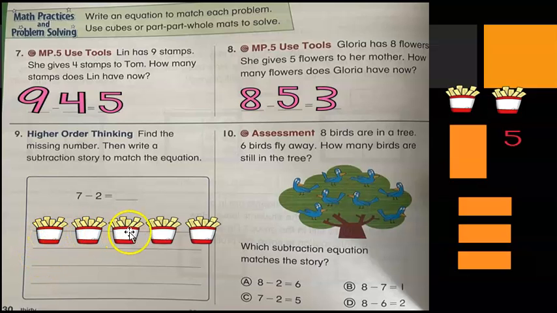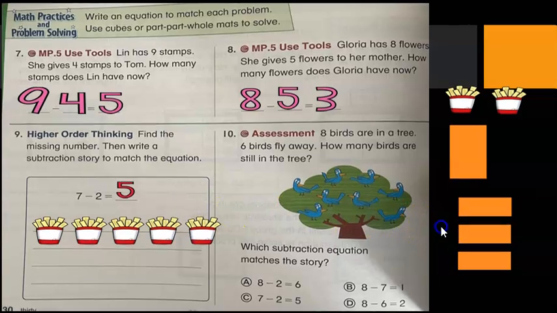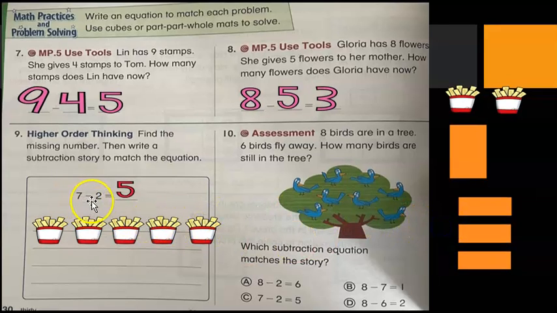5. 1, 2, 3, 4, 5. So watch Mr. Begay. I'm going to grab that 5. I'm going to put 5 here. Now there's our answer. 7 minus 2 equals 5. Because look, we have 5 French fries here.